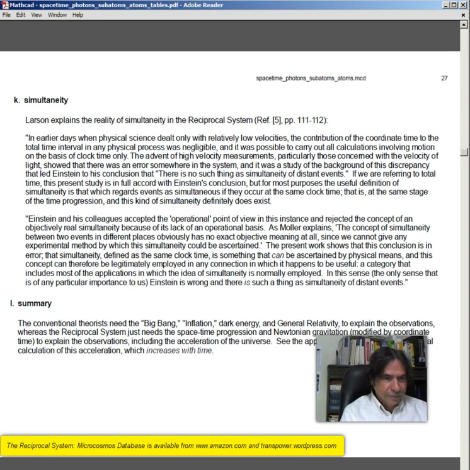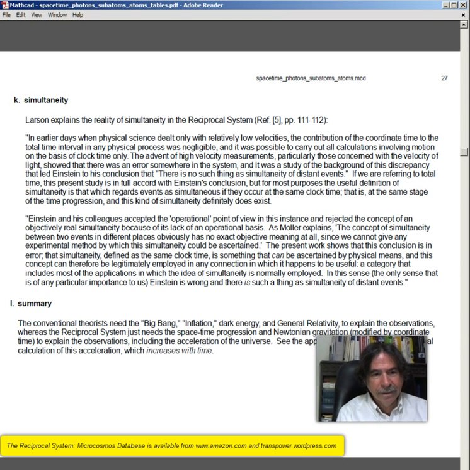L. Summary. The conventional theorists need the Big Bang, inflation, dark energy, and general relativity to explain the observations, whereas a reciprocal system just needs the space-time progression and Newtonian gravitation, modified by coordinate time, to explain the observations, including the acceleration of the universe. See the appendix in reference 17 for the numerical calculation of this acceleration, which increases with time.